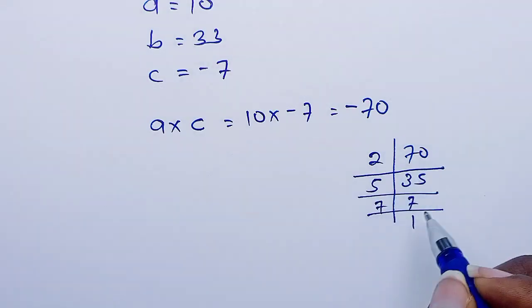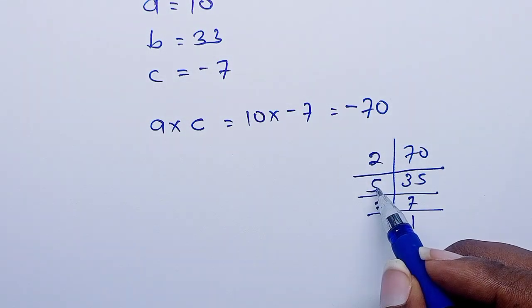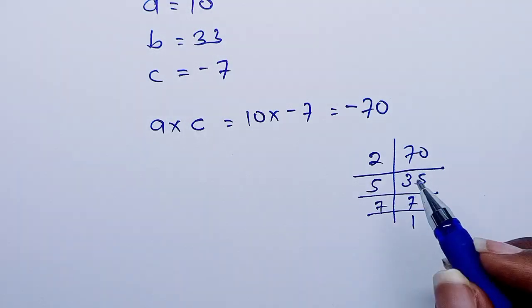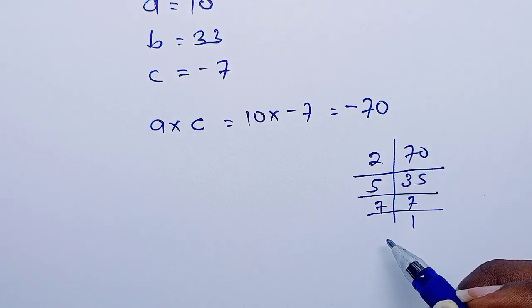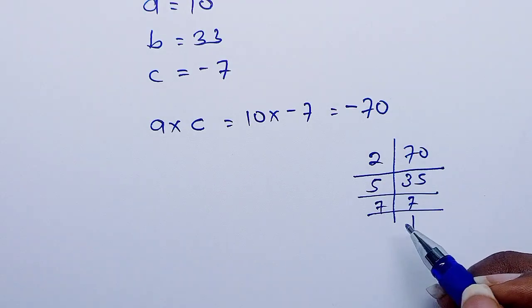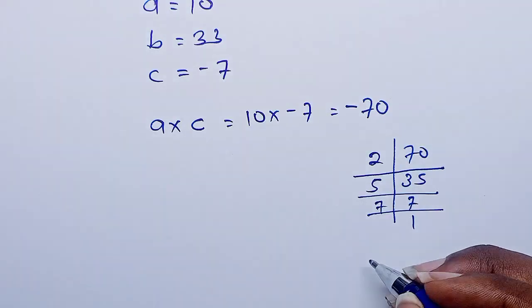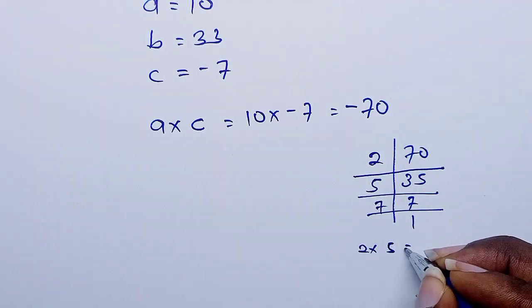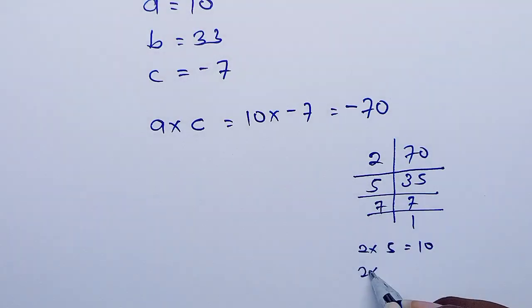plus their negative counterparts. Then also 2 times 5 is 10, which is not catered for here. That is also a factor. Then 2 times 7 is 14, which is also not catered for here. 5 times 7 is 35, which is here. So the other factors will be 2 times 5, which is 10. Then 2 times 7, which is 14.